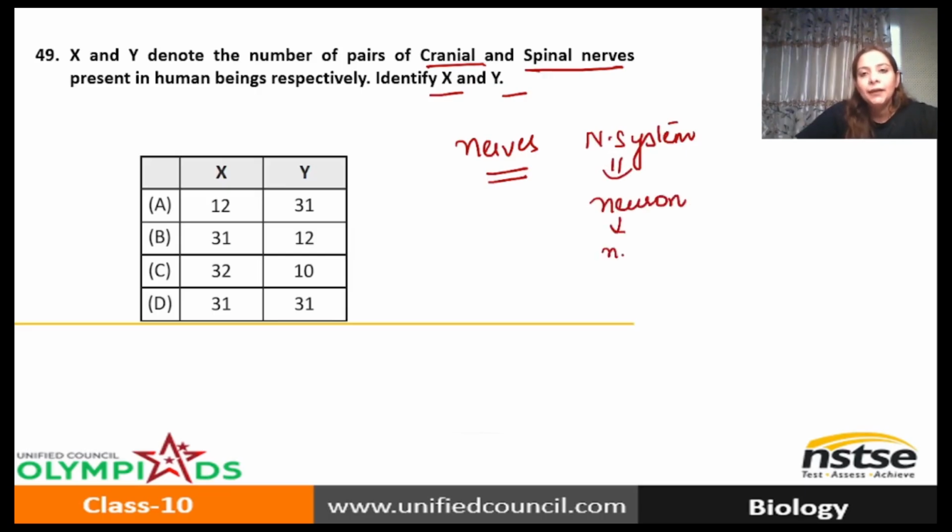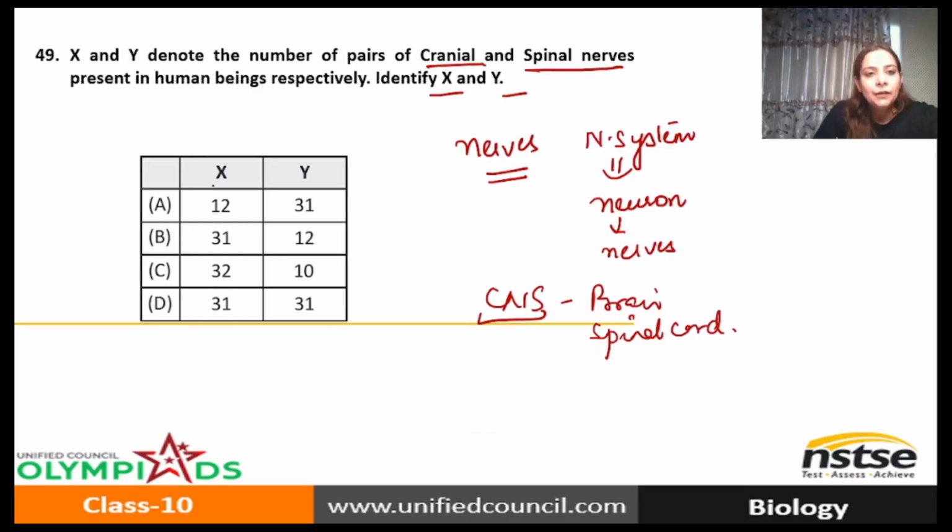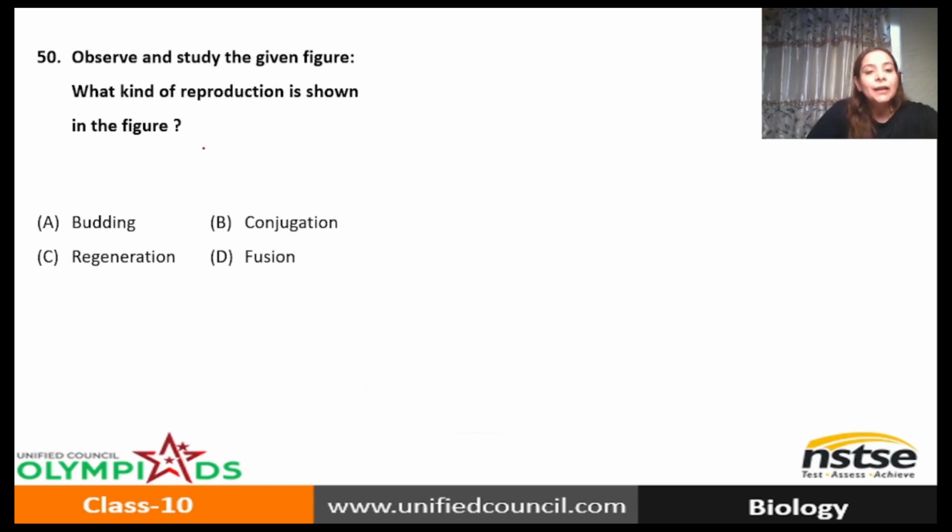Neurons, when they combine, unite to form nerves. So cranial nerves and spinal nerves: spinal nerves are those either originating or terminating in the spinal cord, and cranial nerves are those either originating or terminating in the brain. And because the brain and spinal cord together form the central nervous system, let me tell you that the number of cranial nerves is 12 and the number of spinal nerves is 31. So you should know it. Therefore, which option is correct, students? Option A is correct. Next question.